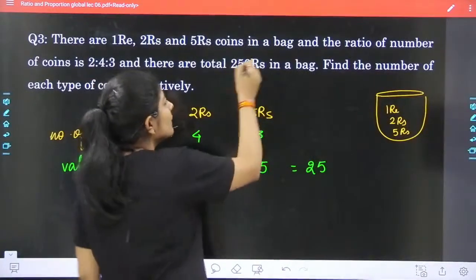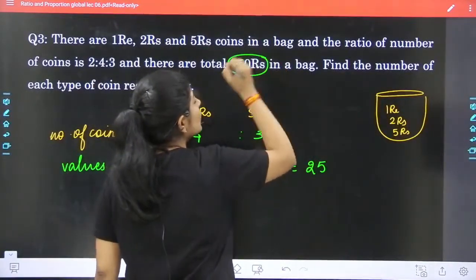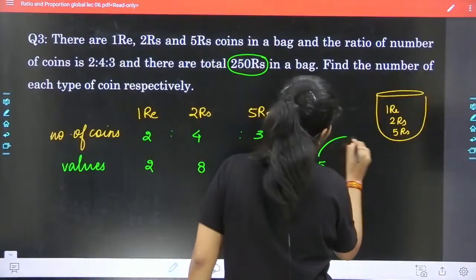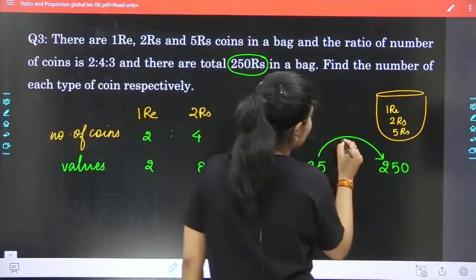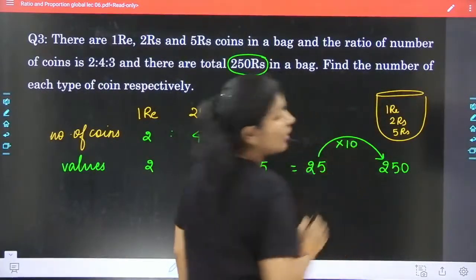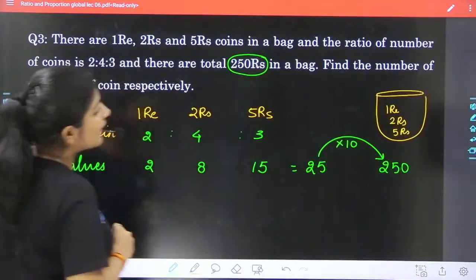But as per the question, I'm having 250 rupees in my bag. That means the value of 25 over here is not 25. That is equal to 250. That is present on the multiple of 10. Now what I have to find out?